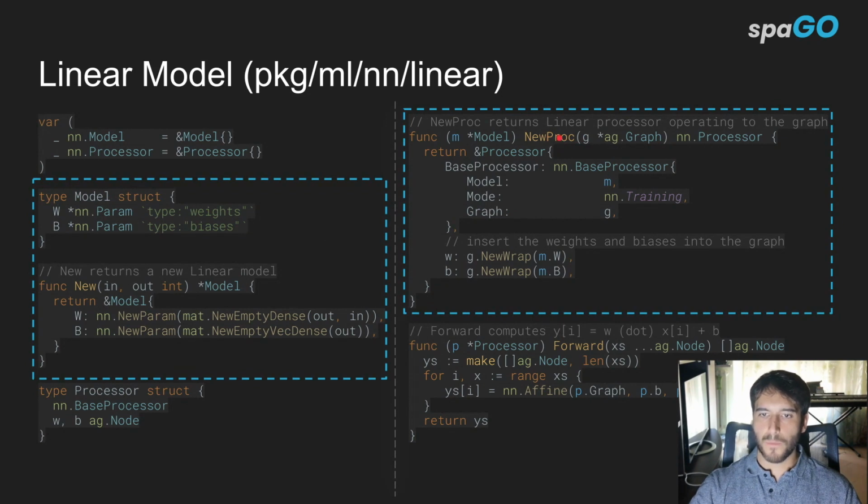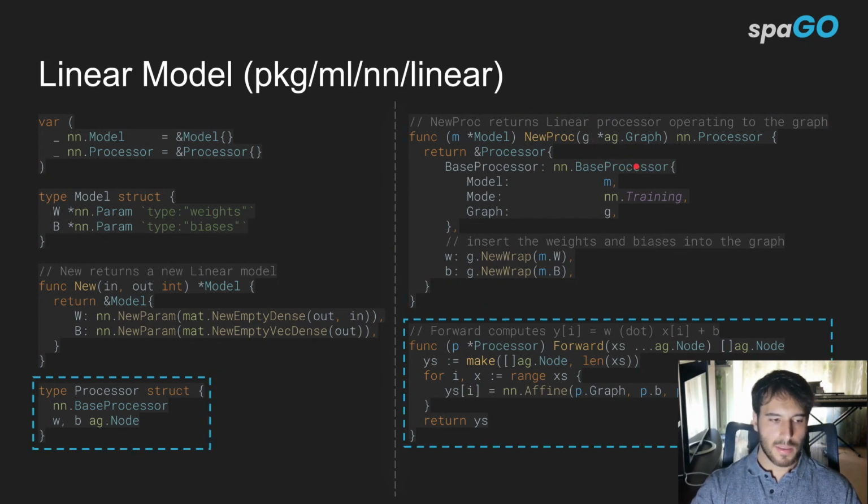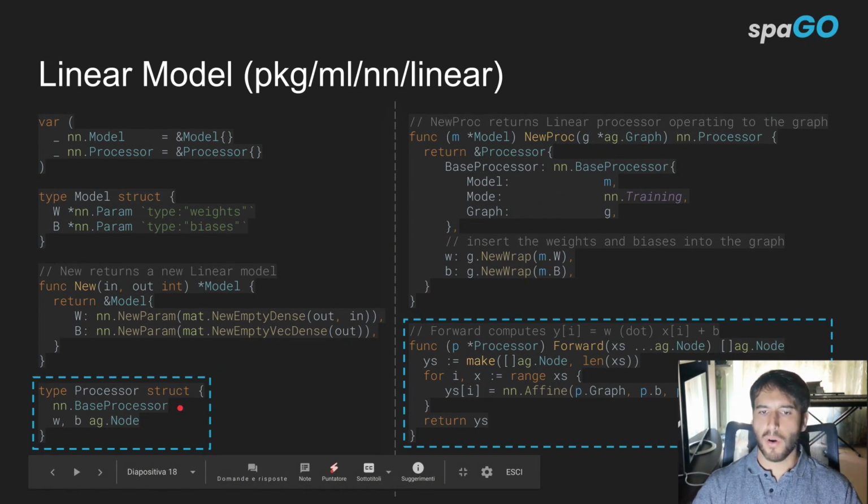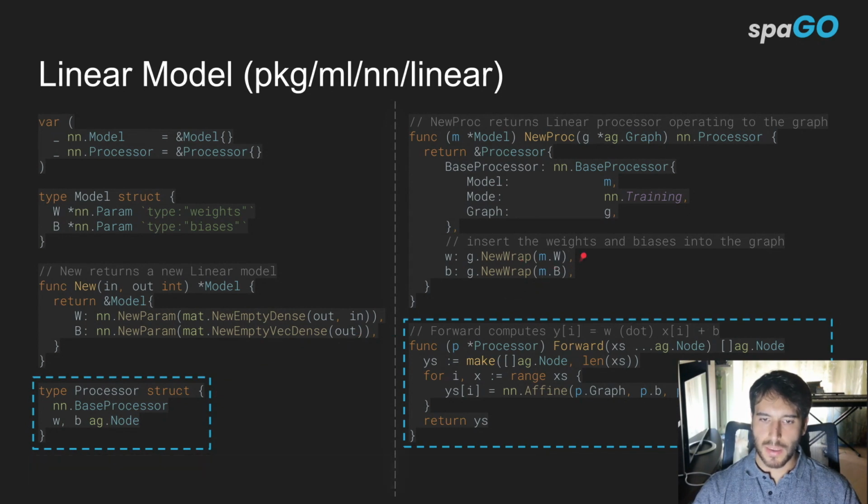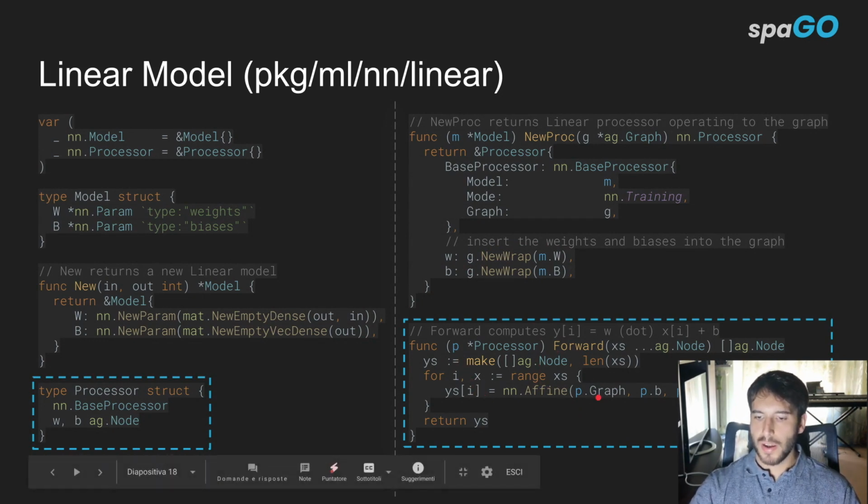The processor will be instantiated within a graph. If you look at the processor structure, you will see the base processor, which is my way to avoid boilerplate, nothing really important right now. But you have to note the weights and biases nodes, which are instantiated here as a new wrapper from the model parameters. So in that moment, the weights and the biases become nodes that we can finally use in the forward computation, in this case with the affine operation.